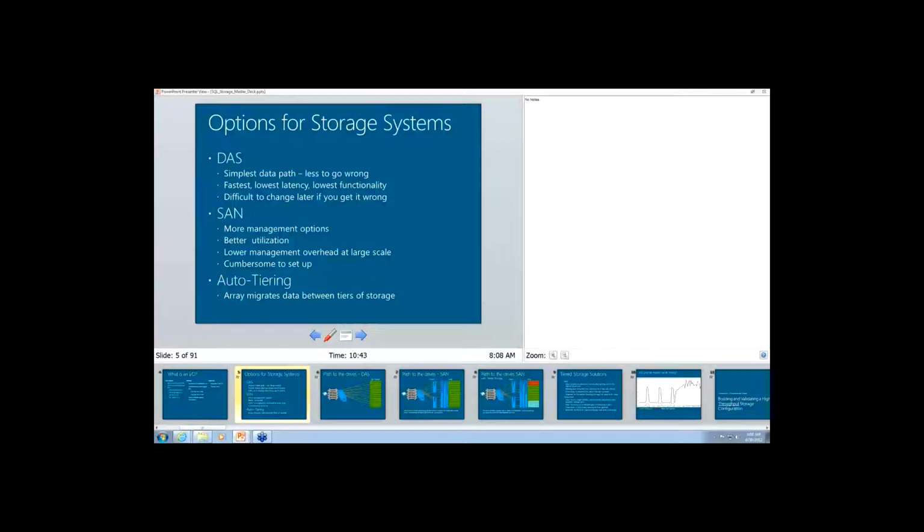There's no level of virtualization, so it's typically shuffling all your data back and forth. It's going to involve a lot of downtime. You really want to plan things carefully and get it right the first time.